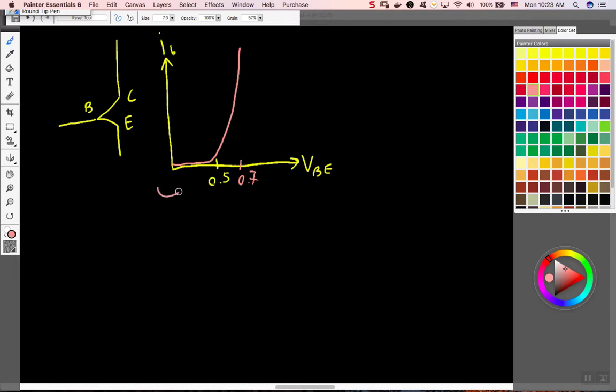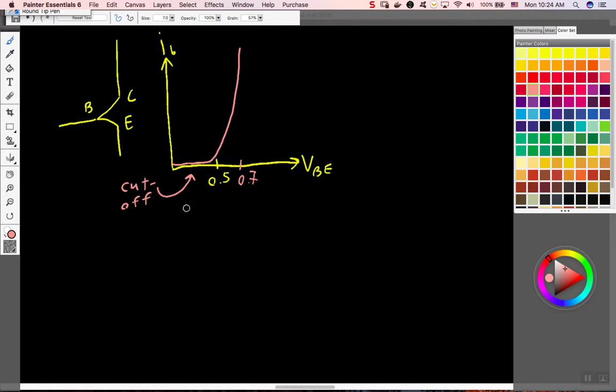And that's indeed, we saw previously, the cutoff region. This is the cutoff region. And when it's above 0.5, that will be either the active region or the saturation region. Whether it's active or saturation depends on VCE.